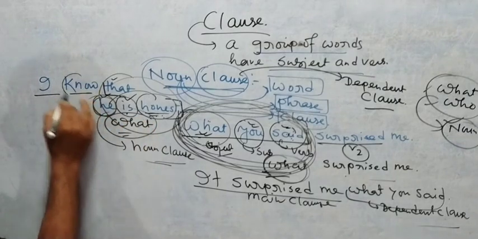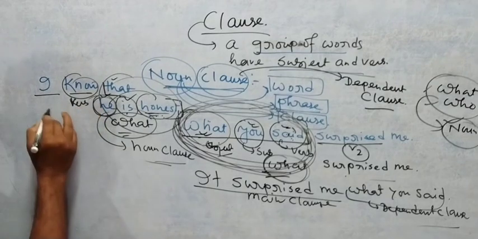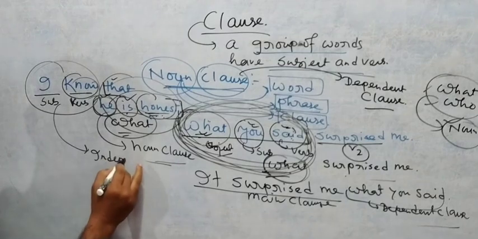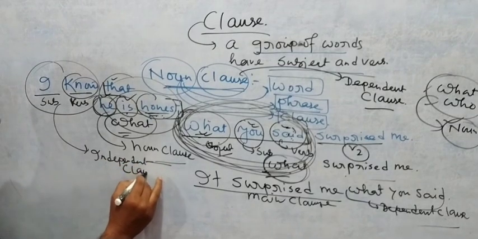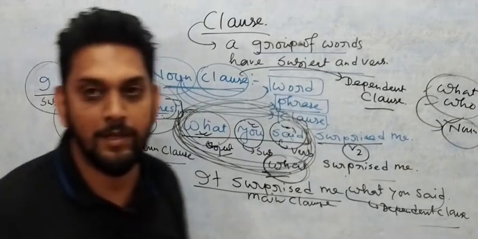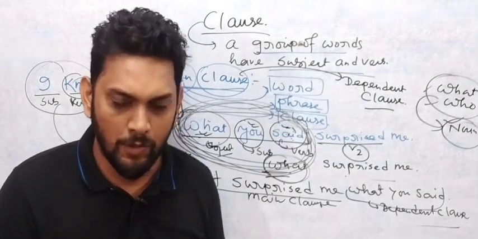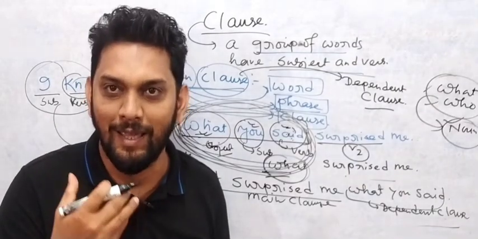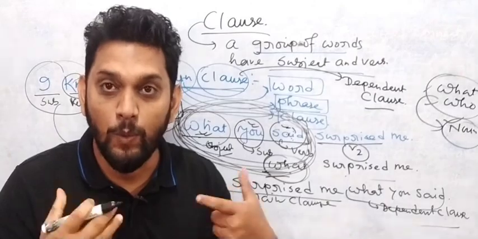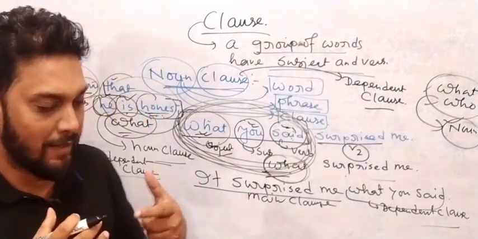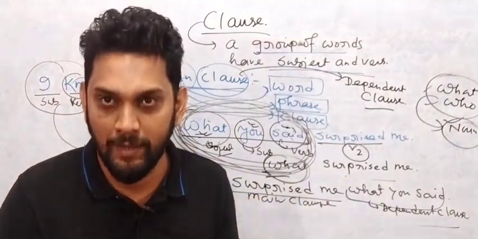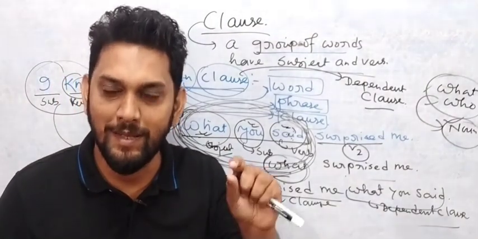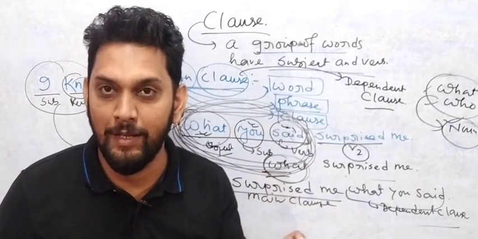Now, I know that he is honest. So I know, know is also a verb, and I is the subject over here, and I know is an independent clause. Last day also, my friend, I made you understand what an independent clause is. Independent clauses are clauses which can stand alone and express their own meaning. The clause itself has the capability to express its own meaning; that is known as the independent clause.